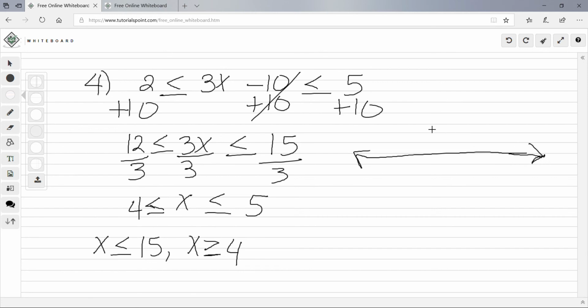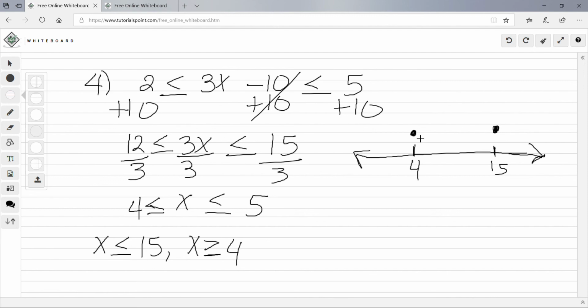5 is right here because it's the biggest, and then 4 is the smallest. So let's do the 4. Is it dark or open? It is dark because it's included because of the equal sign. And then let's do the 5. Is it dark or open? It's dark because it has the equal sign. So 4 is going to go this way because it's greater, and then 5 is going to go left because it's less than.